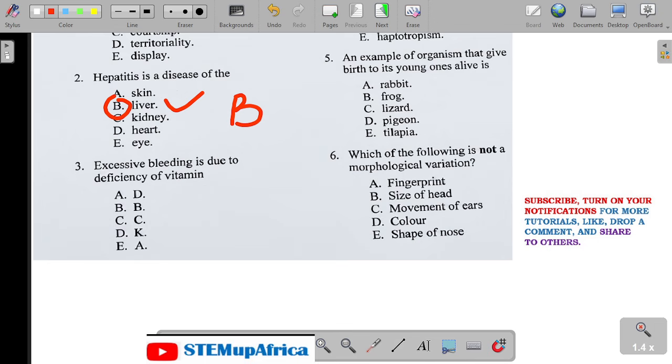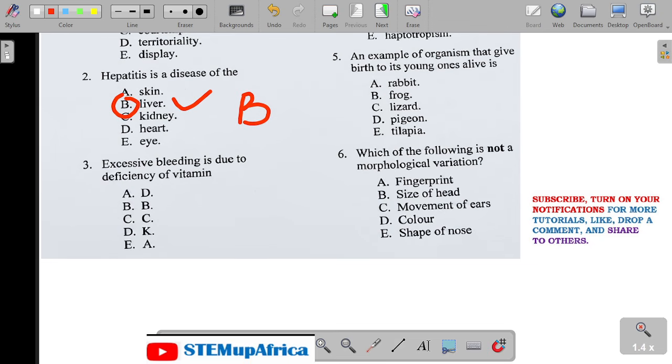Then question 3, excessive bleeding due to the deficiency of vitamin K. Vitamin K is the correct option here. Why? Vitamin K is an essential factor required for the synthesis of prothrombin and other blood clotting proteins that prevent hemorrhage. So that is the answer to the question. Let's go to question 4.